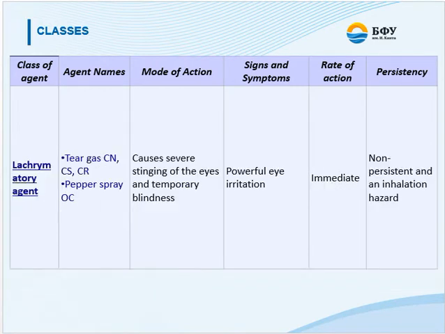Lacrimatory agents: tear gas, CN, CS, CR, pepper spray. Causes severe stinging of the eyes and temporary blindness. Rate of action: eye irritation immediately. Non-persistent and inhalation hazard.